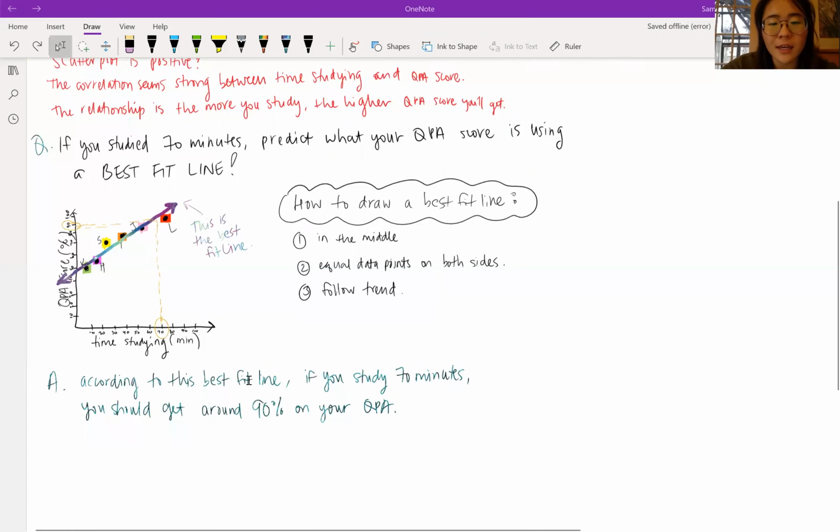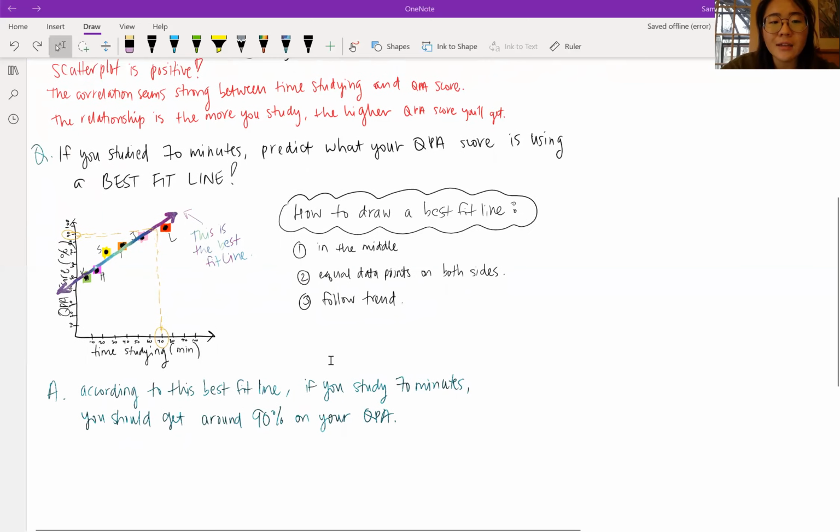According to this best fit line, if you study 70 minutes, if you look at the x-axis and you see the gold circle circling 70, that means if I studied 70 minutes, I can go all the way up to the blue line and see that my y value is around 90. So I can say that if you study 70 minutes, you should get around 90% on your QPA. So this is how we're going to be using our line of best fit.